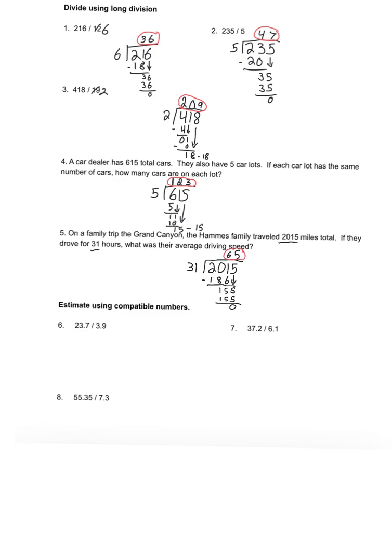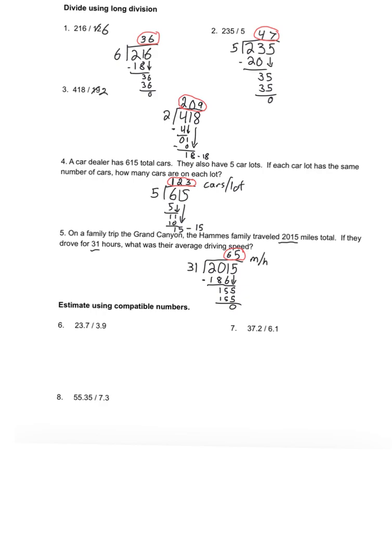And for a label on this one, it'll be miles in an hour. And sorry, I forgot the label on this previous one. That'll be cars per lot. Cars per lot. Oops. So 65 miles an hour was their average driving speed, and 123 cars in each lot for those story problems.